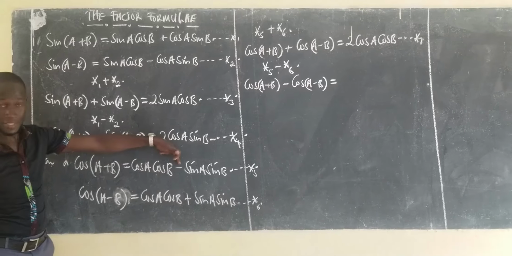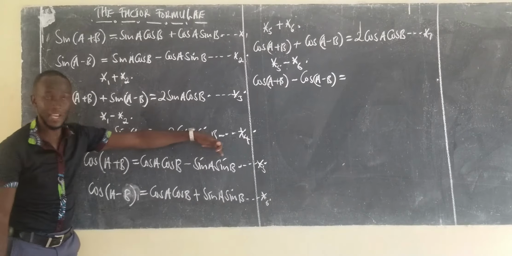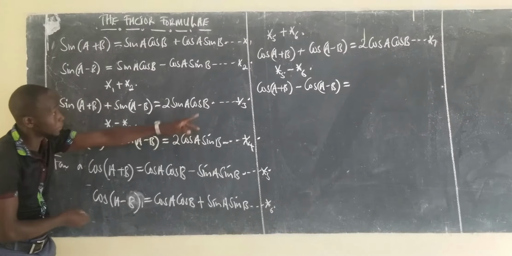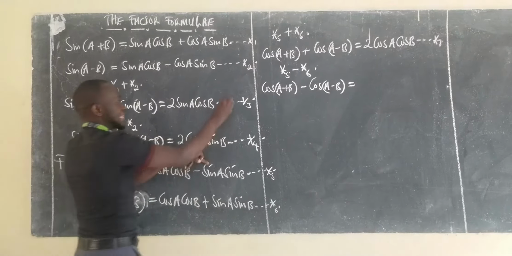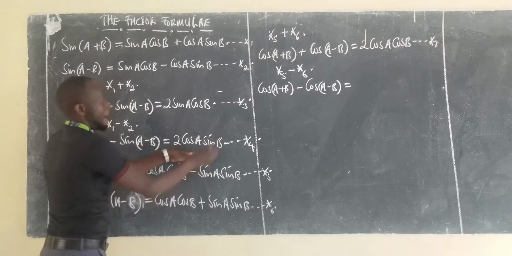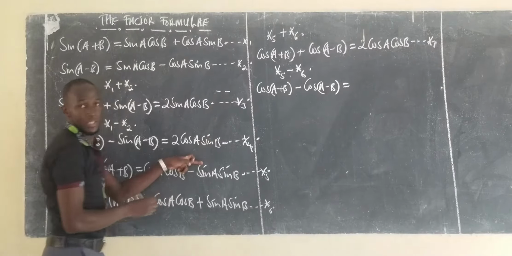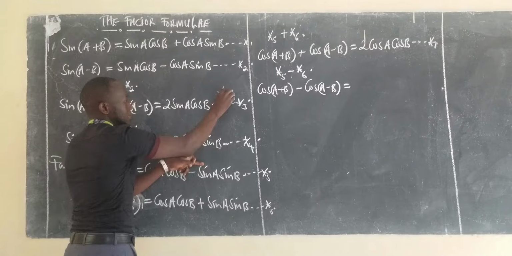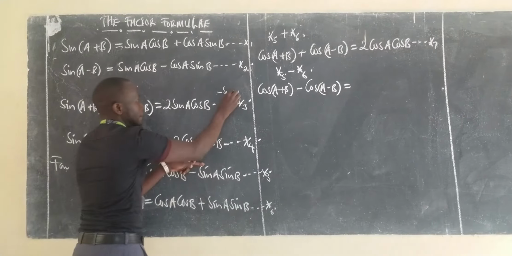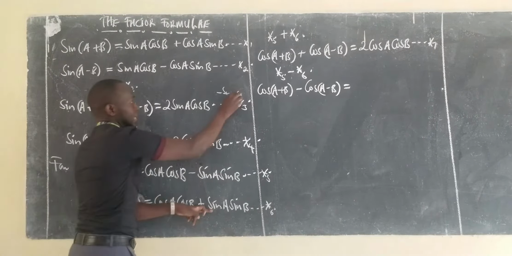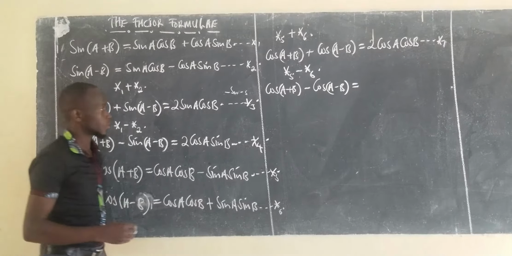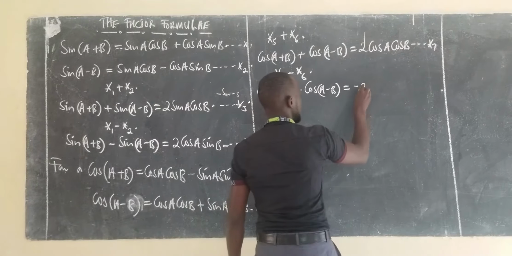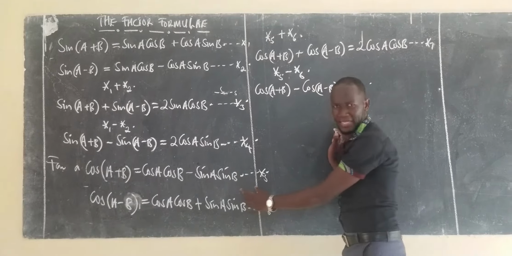Remember, this is negative. Negative sine A sine B minus, remember now we are subtracting, minus sine A sine B. It is negative minus a positive. So if it is negative sine, then minus sine, you end up getting twice of the negative. So we end up getting minus 2. Hope this one is understood very easily.